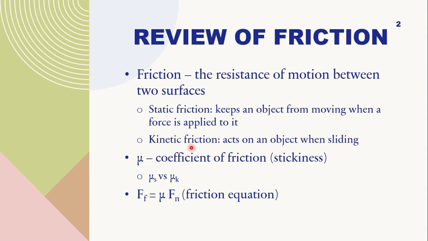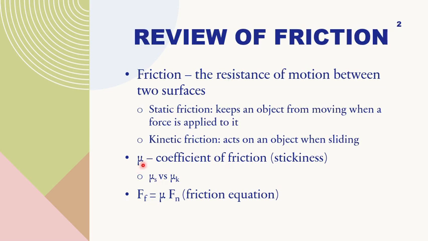Then, kinetic friction comes into play. Kinetic friction acts on objects that are in motion, or that are sliding. That's a key word to remember. For example, if we go back to the phone example, kinetic friction is what makes your phone come to rest after a few seconds if you slide it along the ground. Kinetic friction always acts opposite to the direction of the object's motion. That's a really key fact to remember.